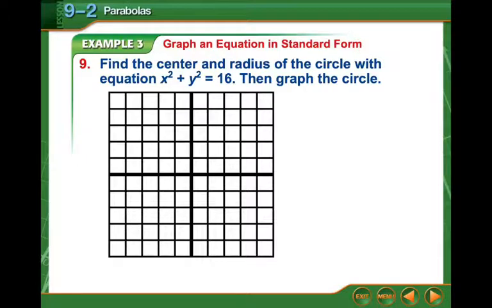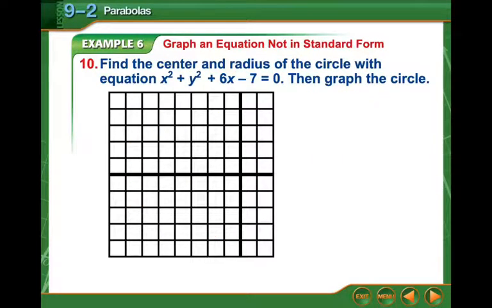So this one's actually kind of easy because our equation shows nothing being added to x or y, which means the center is the origin. So the center is at 0, 0. Then the radius is going to be the square root of the 16, or 4. So we just go out 4 from the center of the origin in all 4 directions. Now I have a nice little tool that I can make a perfect circle with. And there it is. Super easy.